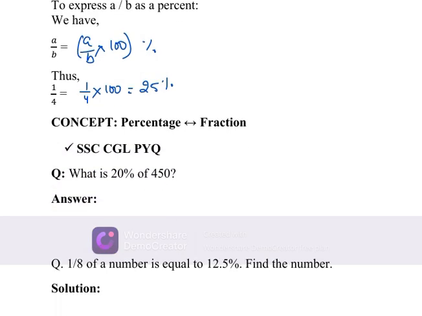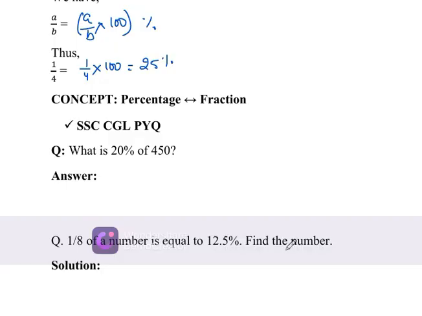Now a previous year question of SSC CGL based on this concept. Look here, 20% of 450. You need to find 20%. Don't go by the concept, just simply remember the fraction. 20% means 1/5. So 1/5 of 450, and you know the answer very well, it is 90.